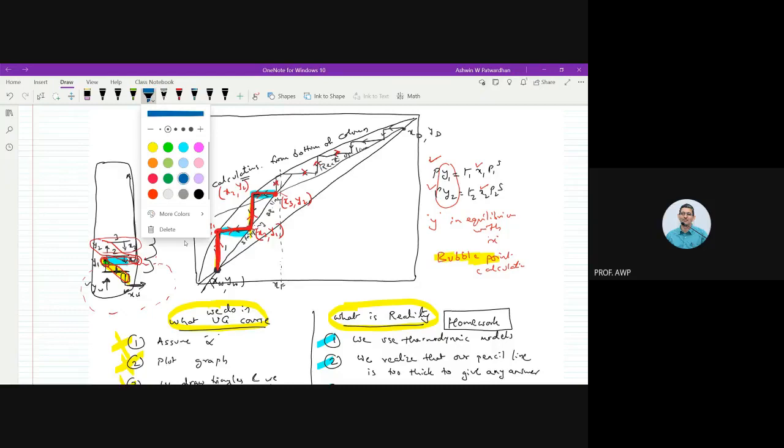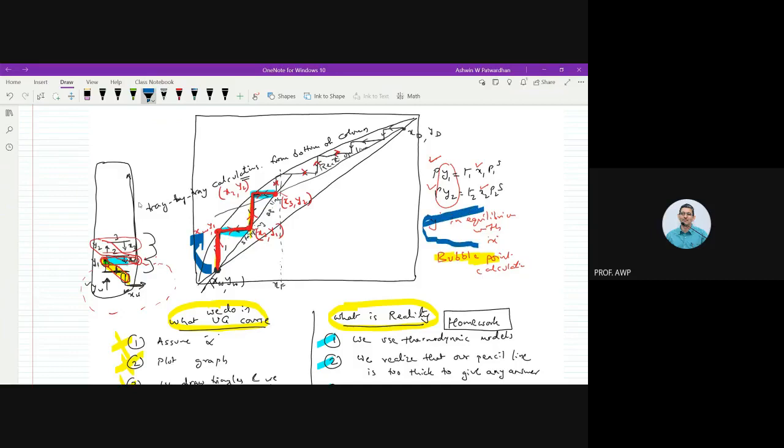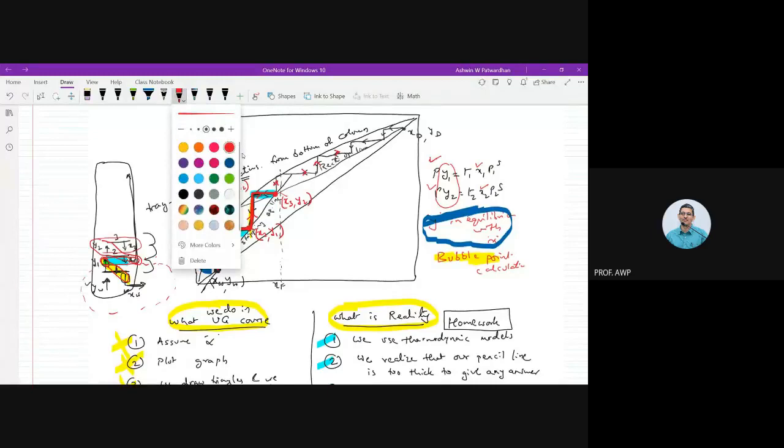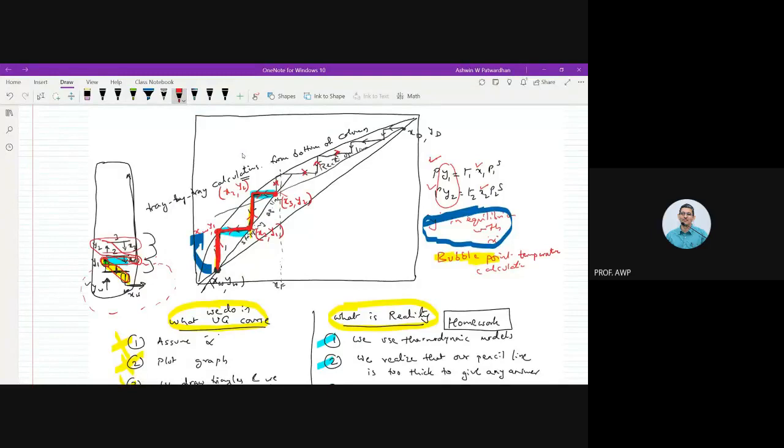So in going from XW, YW to XW, Y1, we are going from here to here. How are we going? We are going to do an equilibrium calculation, finding Y in equilibrium with X, which is a bubble point temperature calculation. Knowing pressure, 1 atmosphere, and the value of X, in this case XW, we are finding the temperature and Y1, which is in equilibrium with this XW. Is that okay?